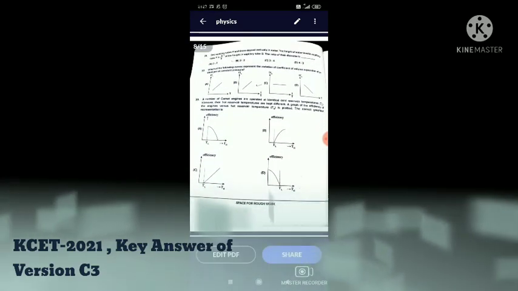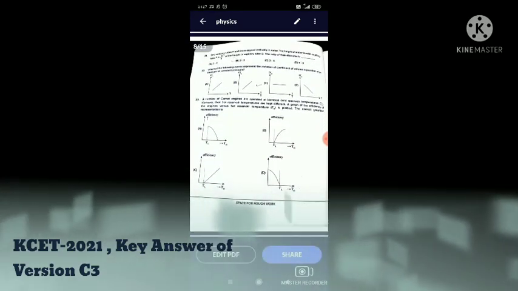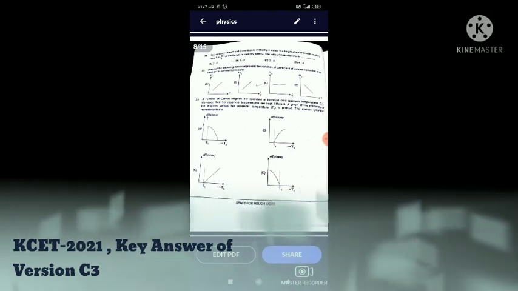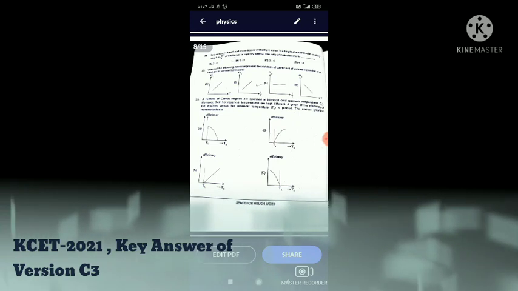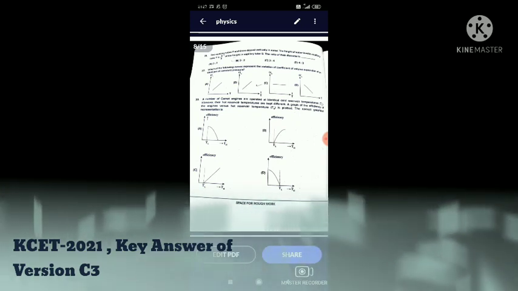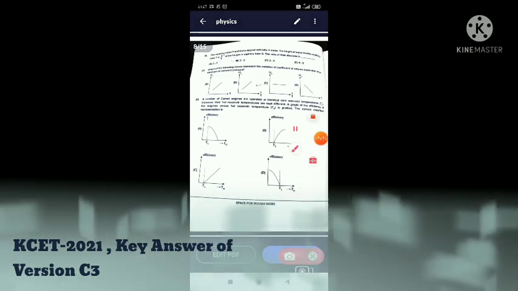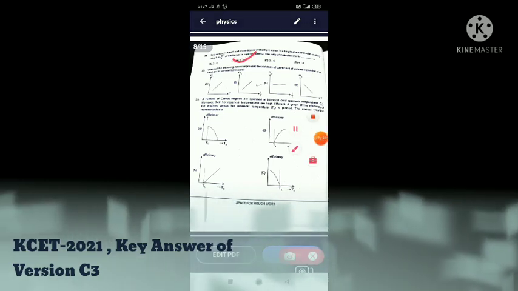Two capillary tubes P and Q are dipped vertically in water. The height of water level in capillary tube P is 2/3 of the height in capillary tube Q. The ratio of their diameters is. The correct answer is answer B. Next we will move to the 32.